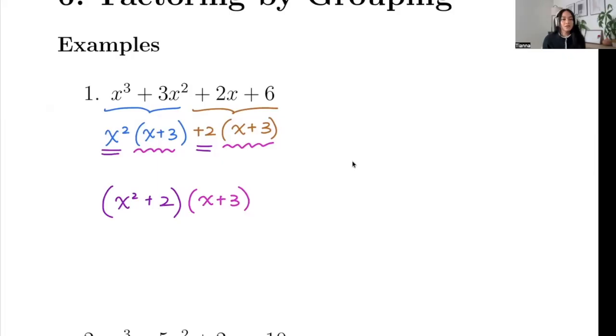As a recap, we're going to group the first two, group the second two, take the GCF out of each, and we want to make sure that our parentheses are the same, and then we group our outsides, group our insides as our final answer. If we can continue to factor, we would continue to factor. Otherwise, this would be our final answer.